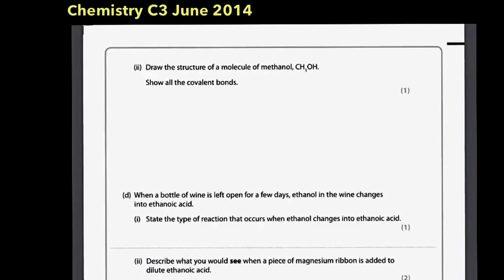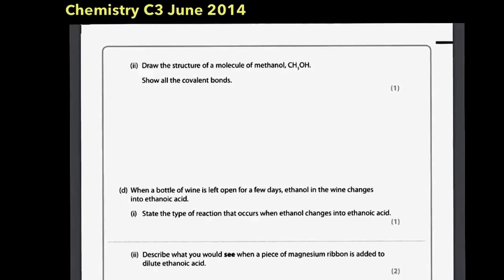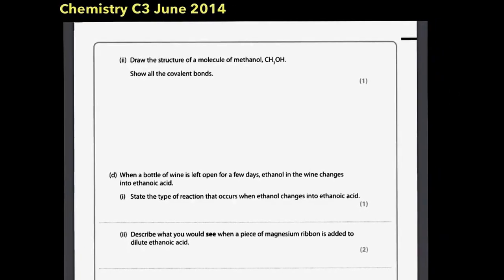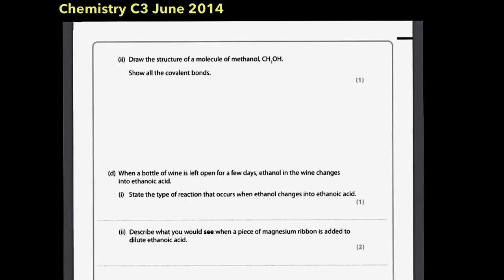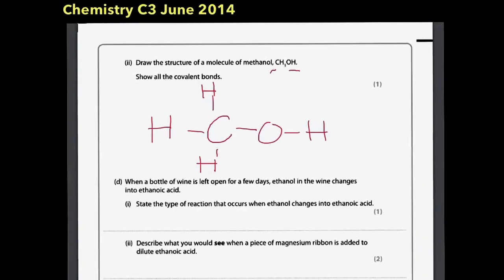So the next question says, draw the molecule of methanol. So we know that methanol is an alcohol, which relates to the question before. How it looks, we can see it has 1 carbon, so it's C. And then we see there are 3 hydrogens. So 1, 2, 3. And of course, we have to add the alcohol group. So O, H. And there, you get the 3 marks.